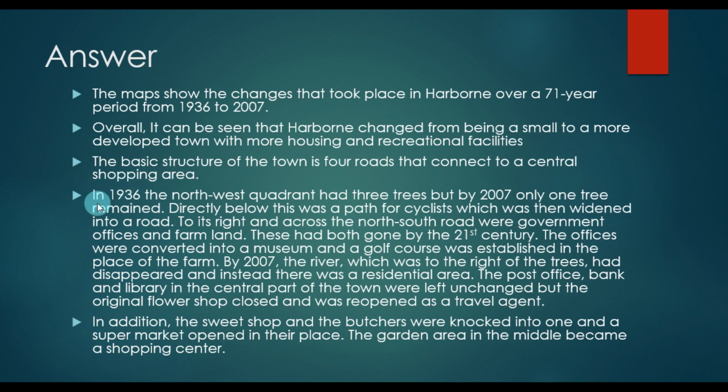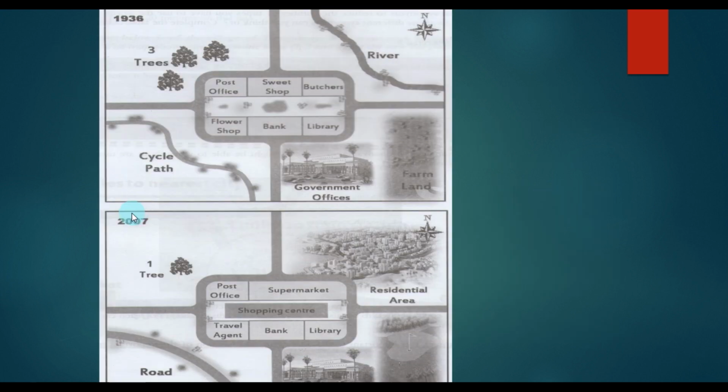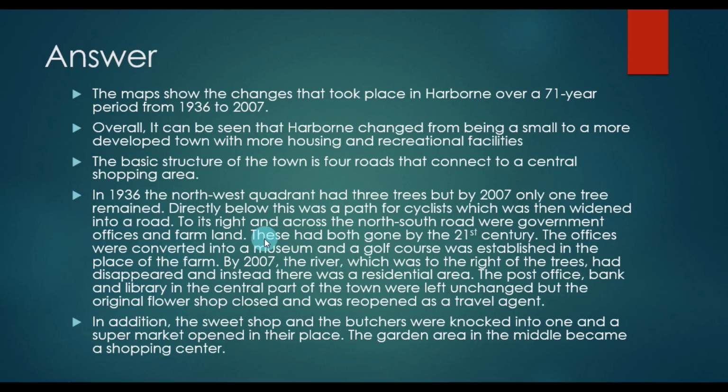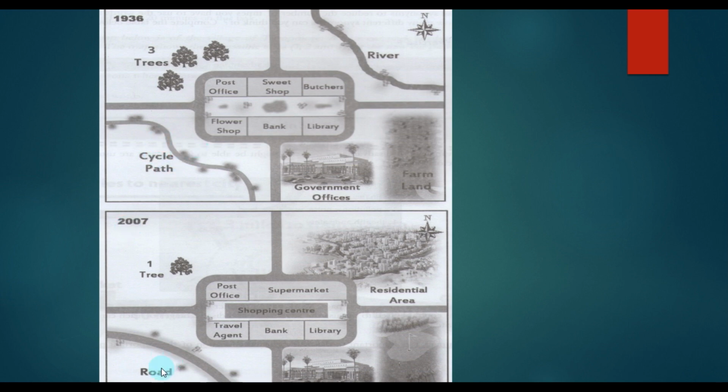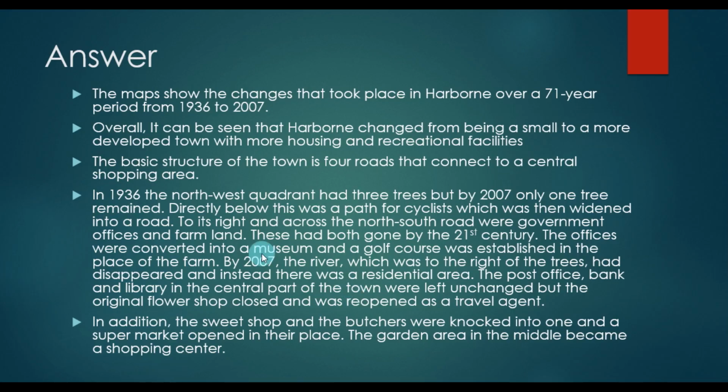In the body paragraph, we may write: in 1936 the northwest quadrant had 3 trees, but by 2007 only 1 tree remained. Directly below this was a path for cyclists, which was then widened into a road. Yes, the cycle path converted into a road. To its right and across the north-south road were government offices and farmland.